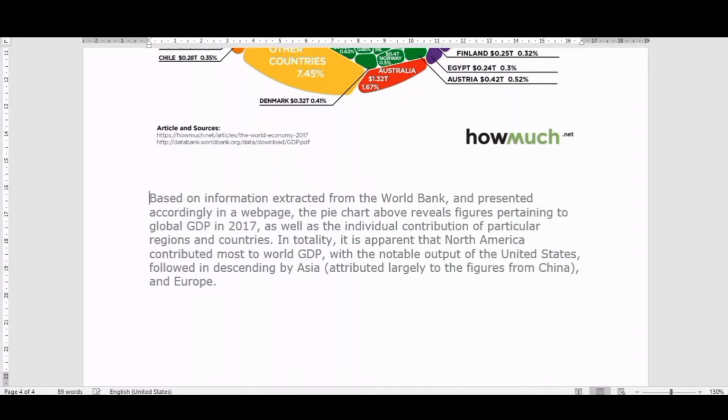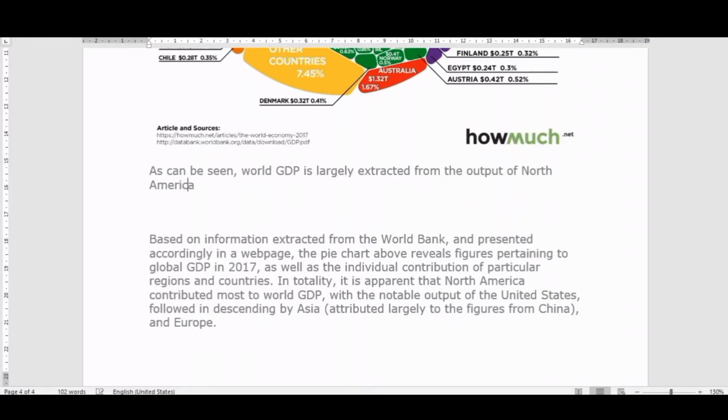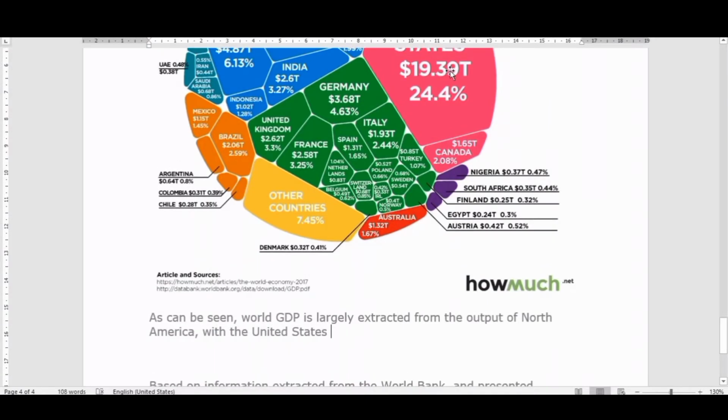So let's proceed by describing the Americas first. As can be seen, world GDP is largely extracted from the outputs of North America. There, with the United States, over there, we'll highlight the 19.39 trillion.